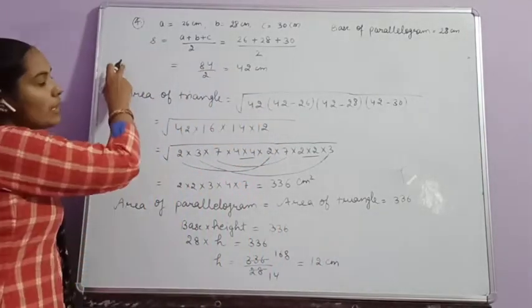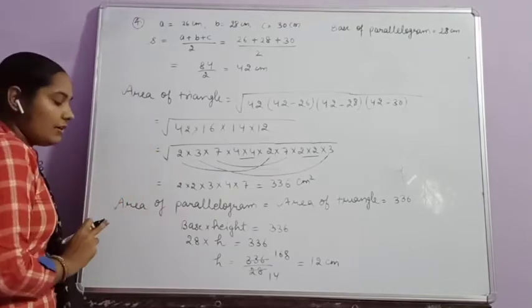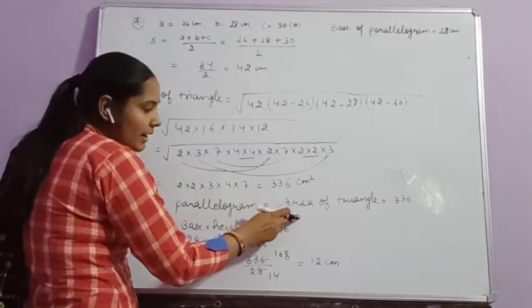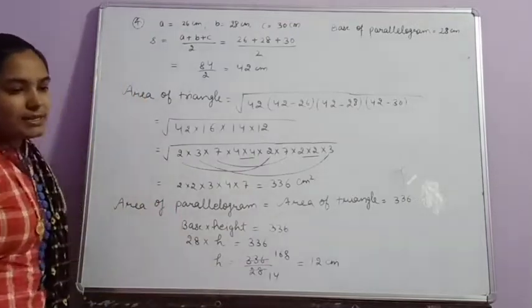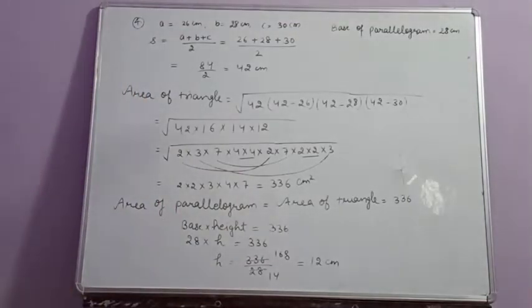First of all, we have to calculate area of triangle. Then we compare area of parallelogram and area of triangle. That gives us height of parallelogram, that is equal to 12 centimeter. Next question.